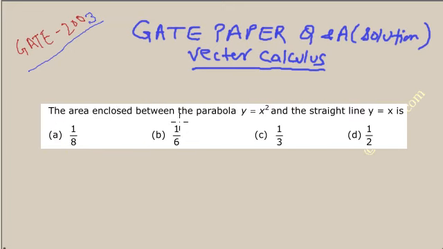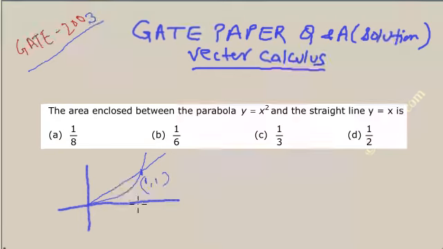This is another question. You are required to find the area. Area is basically an integration. So first, if you plot the graph, you will find one is this, another is this. The area enclosed by both should be equal, and they meet at 1, 1 and 0, 0. So this is the area required.